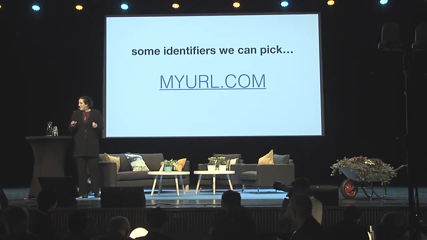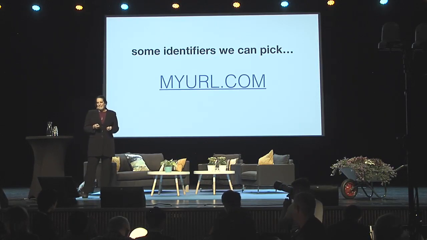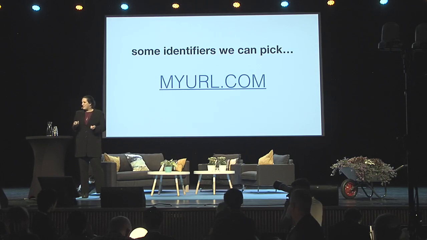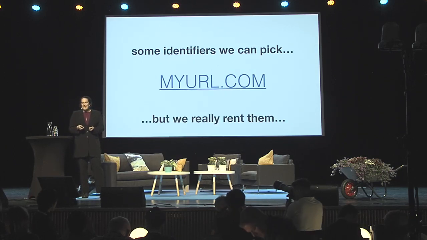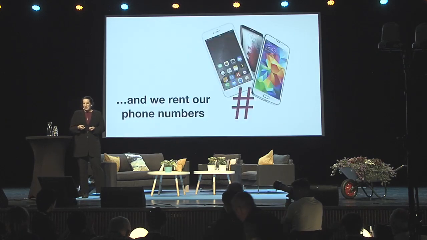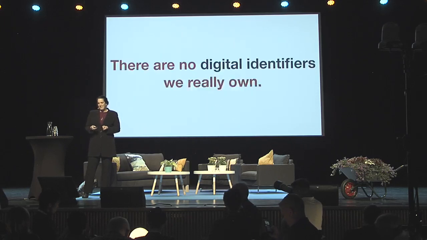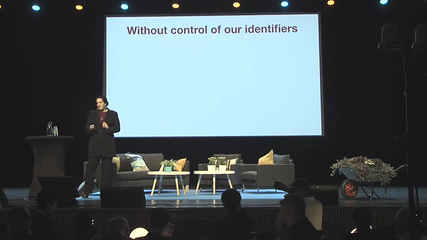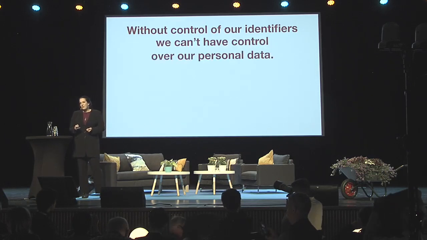There's another type of identifier we can pick, a URL. So this is one way that people manage and control their identities online, but they were never designed to manage the identities of people, and we rent them. If we don't pay our domain name fee every year, we lose it. We can also rent our phone numbers. If we stop paying our phone bill, our phone numbers get given to someone else. So there are no digital identifiers that we really own right now. And without control of our identifiers, we can't have control over our personal data.